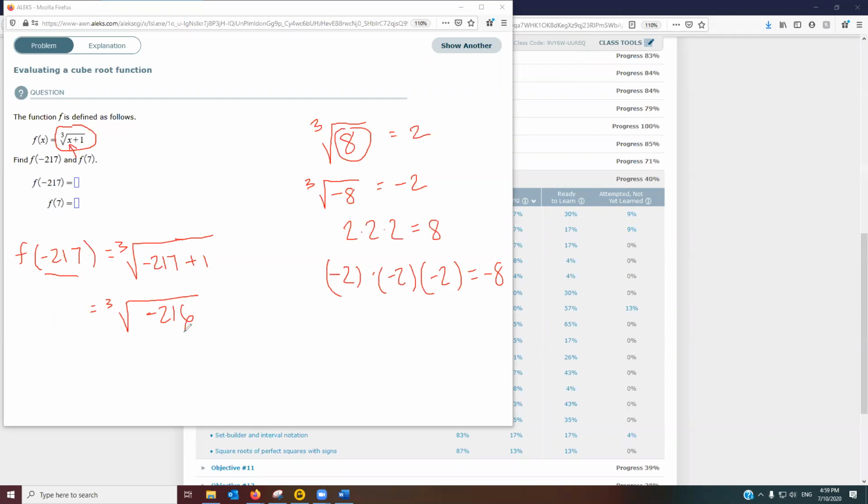So what I've got to do is figure out, is there a number that if I multiply it by itself 3 times, I get negative 216? Well, let me do some little background work here just for cube roots. So let me just do a couple of examples.